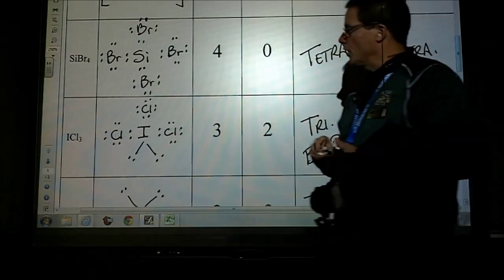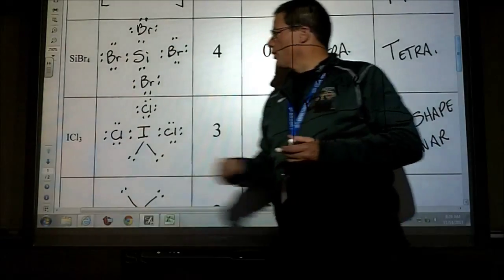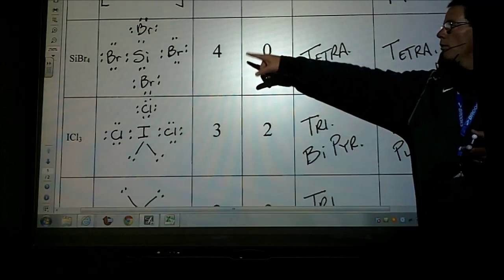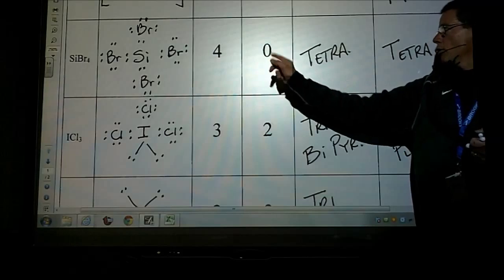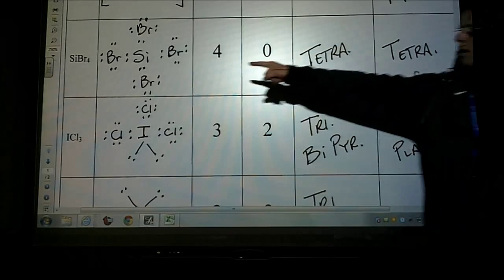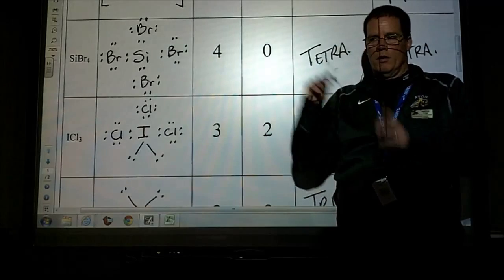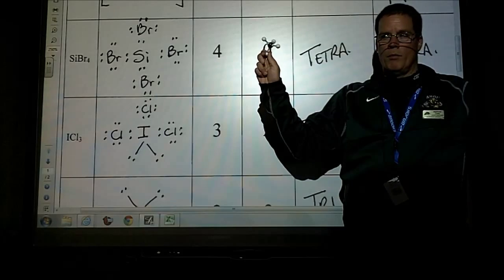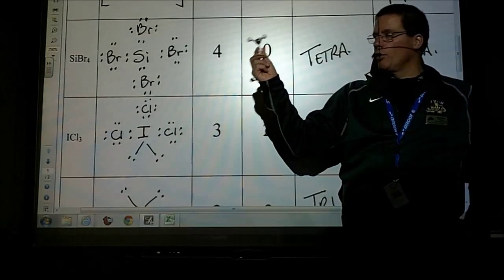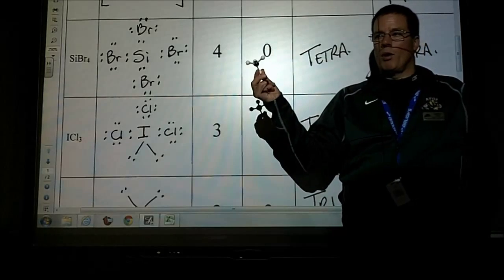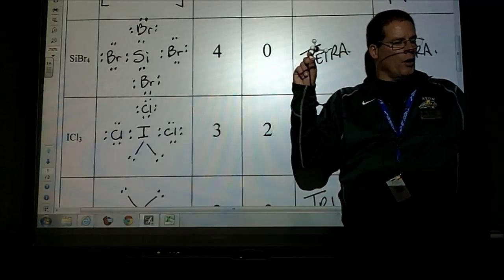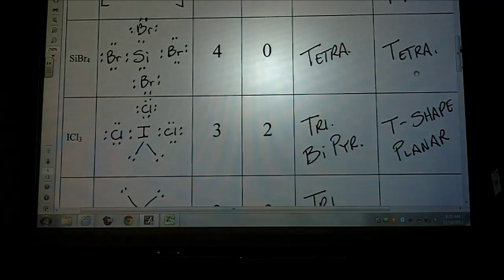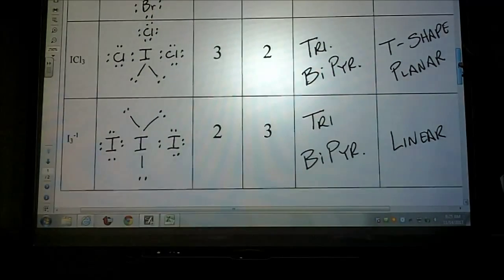Looking at the silicon tetrabromide, so all the external atoms have their 8, therefore the silicon has its 8. So 4 shared pairs or bonded pairs, no lone pairs, tetrahedral. Is that polar or nonpolar? Looks like this. All the external atoms are the same, no lone pairs. So nonpolar, very good. So if all the external atoms are the same and there's no lone pairs, it's nonpolar. So will this dissolve in water or dissolve in oil? Oil, good. Water is always polar. That's why it's so delicious.